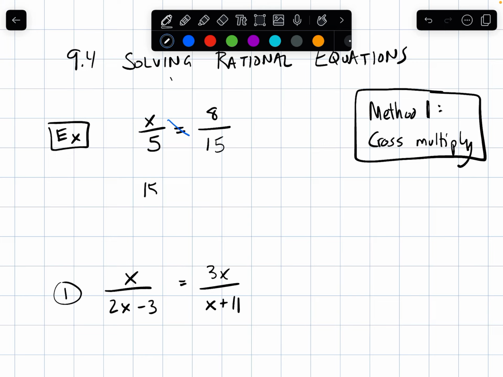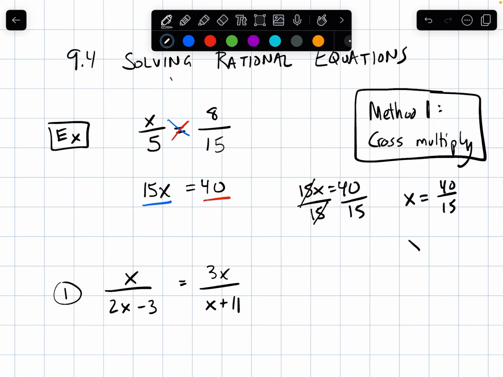When I cross multiply, x times 15 is 15x. And then 5 times 8 is 40. So we've got that 15x equals 40. And now that I know that 15x equals 40, we can go ahead and divide both sides by 15. That gives me x equals 40 over 15. Now I can divide both of these by 5. So that's going to give me x equals 8/3. And that's going to be our final answer.